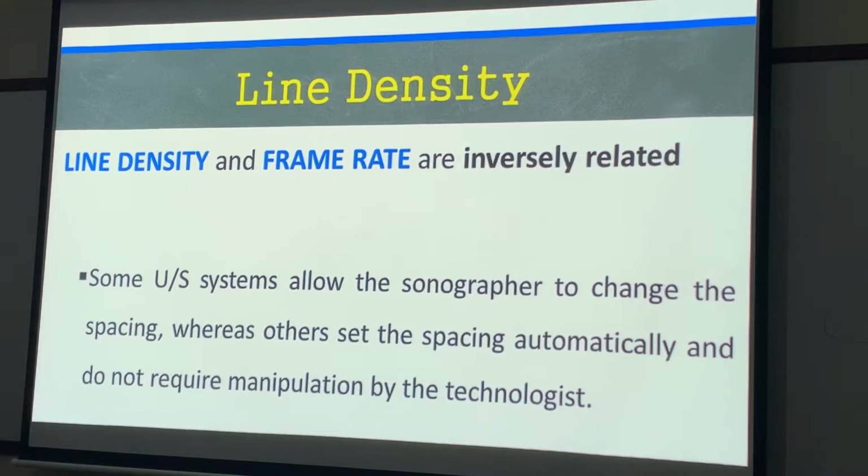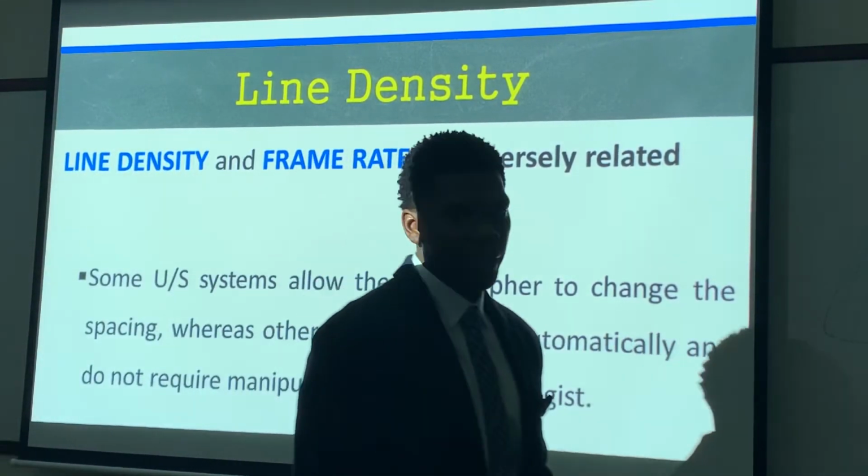I can just put this right here, guys. I'm just gonna put this in comments right here. Focal zones, because there's 3 of them, right? Focal zones. What else we got? Sector width. And line density. They all have an inverse relationship with frame rate. My frame rate is going to go down if I happen to increase the number of scan lines needed to create an image.